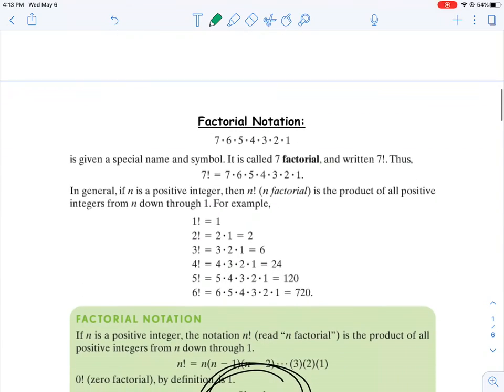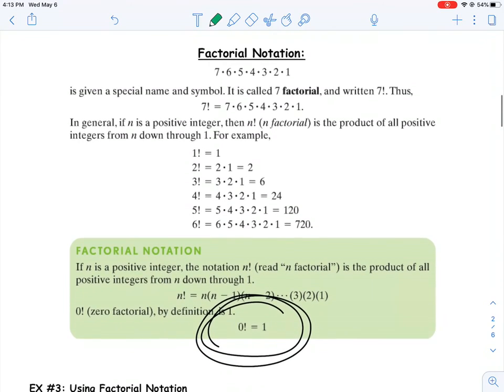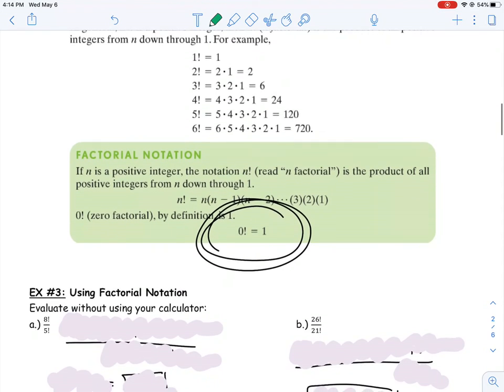So we just talked about factorial with 7 factorial, right? 7 times 6 times 5 times 4 times 3. What factorial means is that you're taking that number and multiplying it by every other number behind it until we hit 1. Okay? One other factorial notation that we might see is 0 factorial.